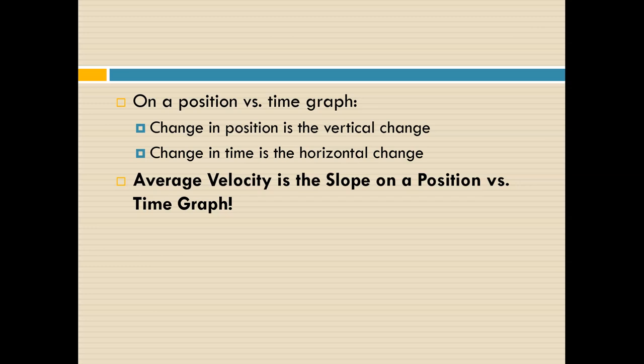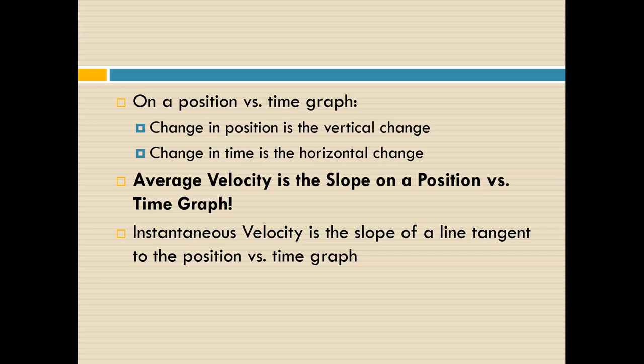Now, on that particular graph, we saw a number of different slopes because the velocity is going to change. The motion changes at different points in time. But you can still calculate the average velocity between those changes, between where the motion changes. Okay, so average velocity is the slope on a position versus time graph, but if I want to know what my velocity is right now, I've got to take a look at a point on that position versus time graph and make a line tangent to that point. And that's going to give me the instantaneous velocity.